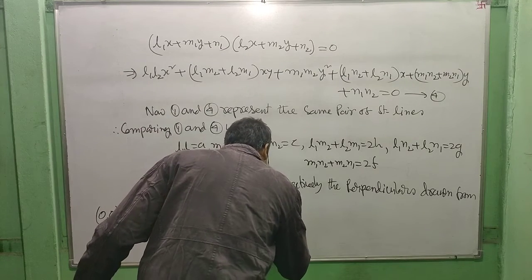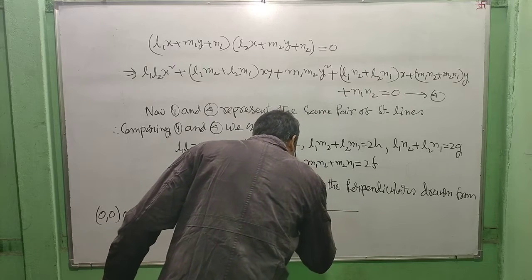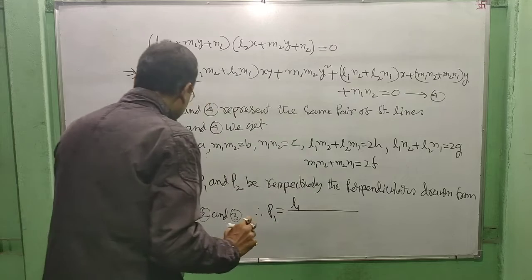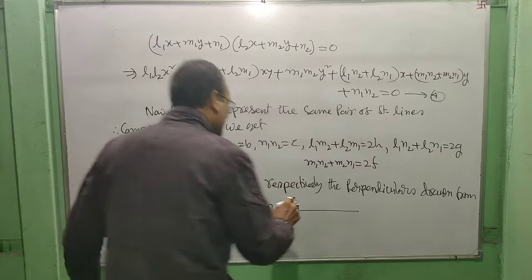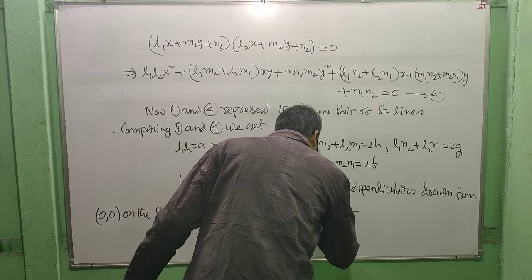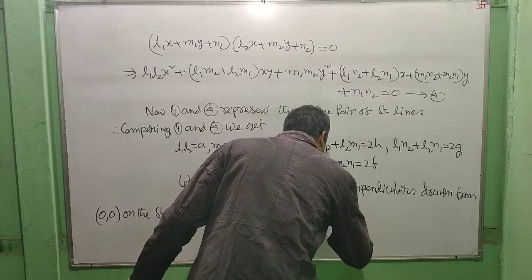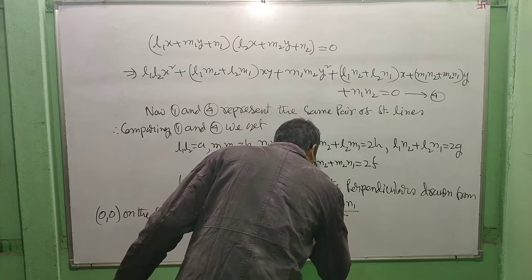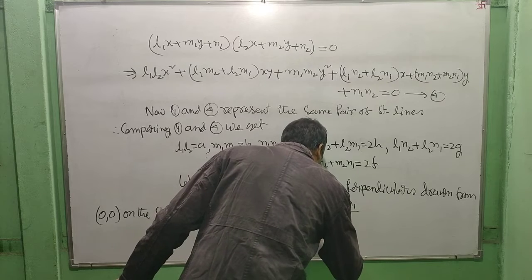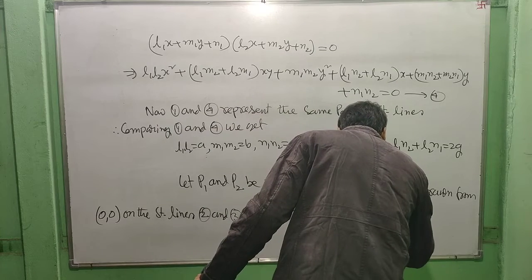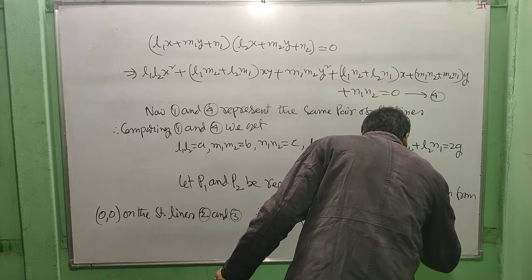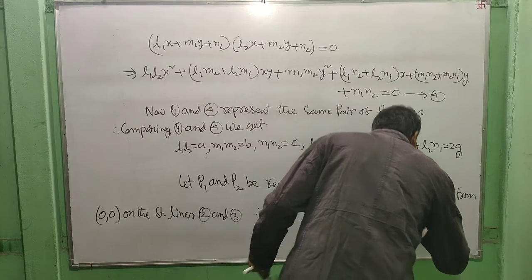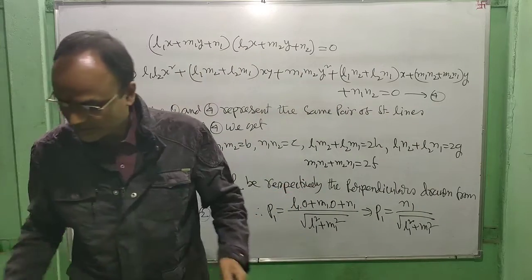Therefore, P1 equal to, the straight line being L1x plus M1y plus N1, from the point 0, 0, L1 into 0 plus M1 into 0 plus N1 divided by root over L1 square plus M1 square. This means P1 equal to N1 by root over L1 square plus M1 square.